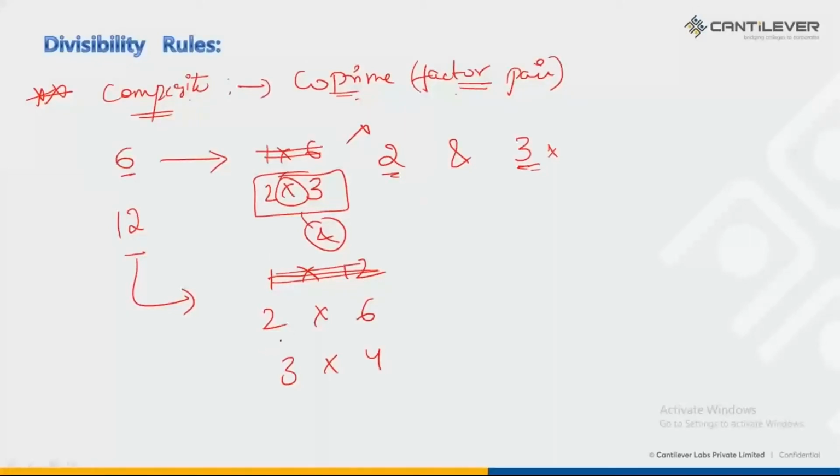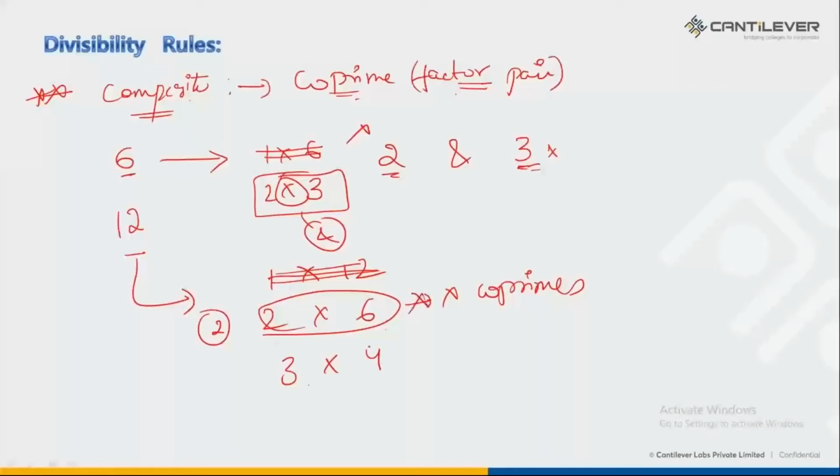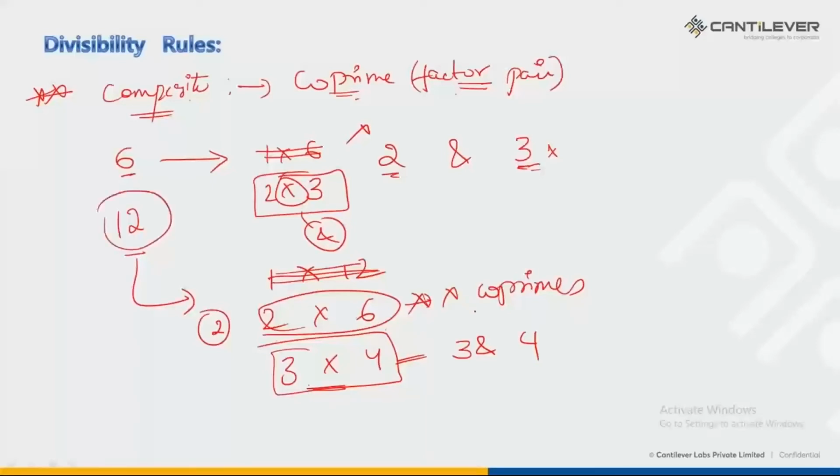So the factor pairs are 2, 6 and 3, 4. If you take 2 and 6, these are not co-primes, because both of them get commonly cancelled in the 2 table. So I can't choose this pair. 3 and 4 are co-prime pairs. So this will be the divisibility rule: if a number is divisible by 3 and 4, then it is exactly divisible by 12. If any one condition fails, then we will say that it is not divisible by 12.